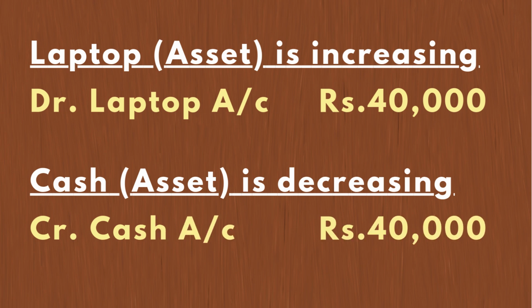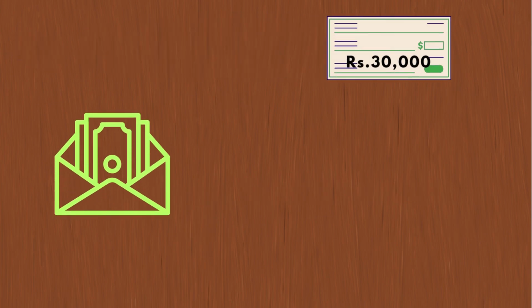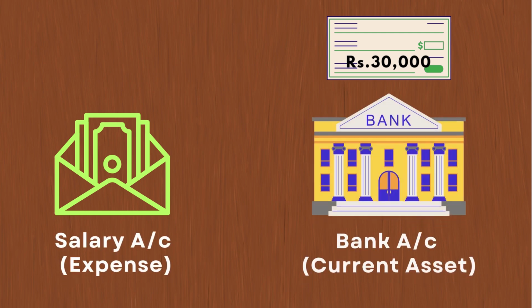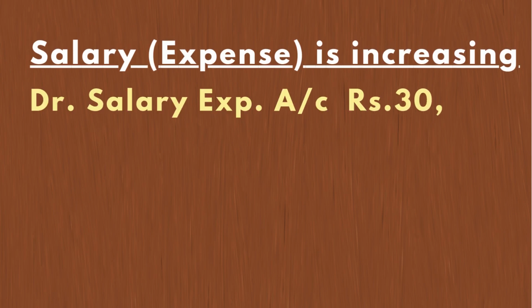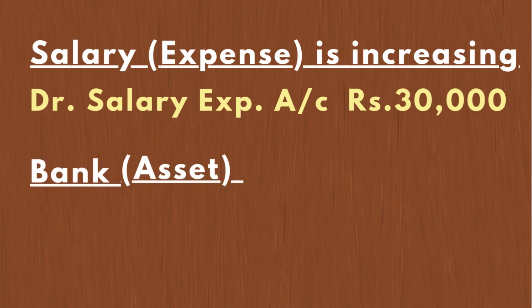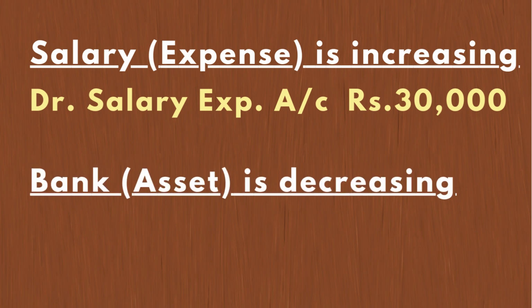Now, let's take another example. Say the computer shop pays salary of rupees 30,000 by check to its employees. How is that accounted in the books of the computer shop? The 2 accounts that are affected are salary account, which is an expense, and bank account, which is an asset. As the salary, which is an expense account, is increasing, it will be debited by rupees 30,000. On the other hand, bank account, which is an asset, is decreasing. Thus, bank account will be credited by rupees 30,000.